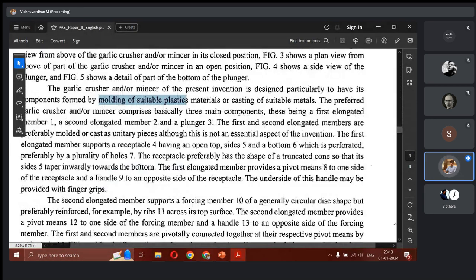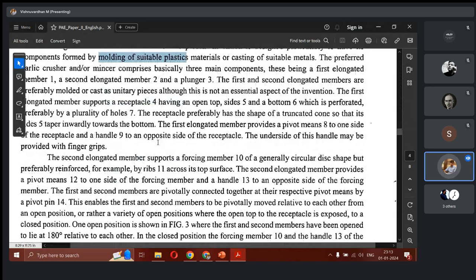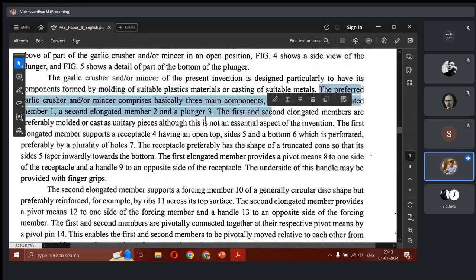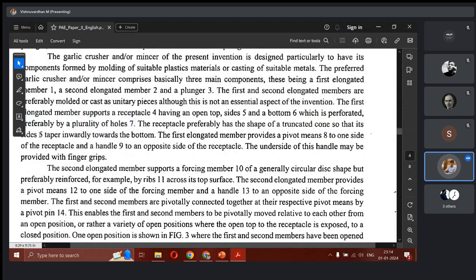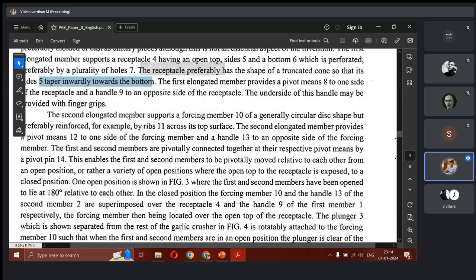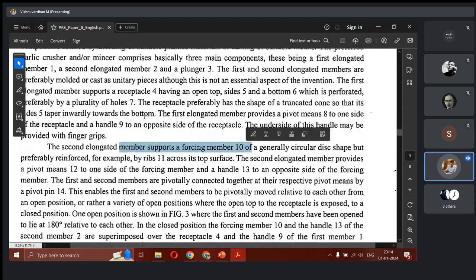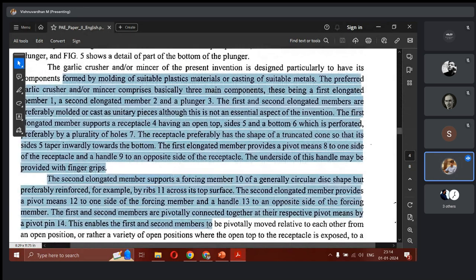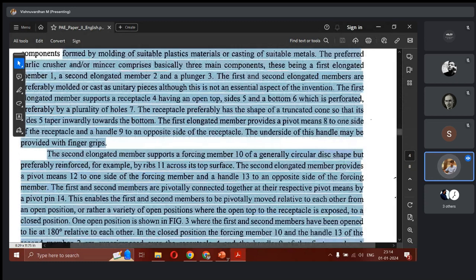Then after that, here they start explaining how the invention works. They're talking about plunger 1, plunger 2, plunger 3, the plurality of holes. Notice the words they're using. Then how 5 taper inwardly towards the bottom, and how the cone is positioned, how the forcing member exists. So all this is your detailed description. This you'll have to entirely write for your detailed description.